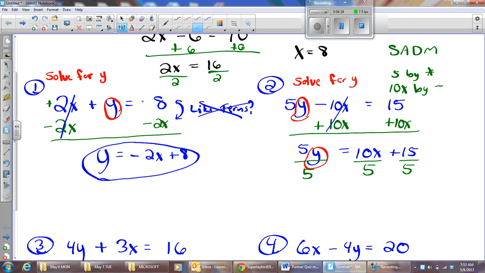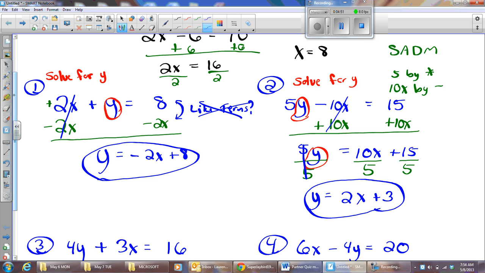You might be wondering why I didn't divide the last problem. Well, there was no number that I divided by, right? I only did a one-step equation. All right, so the left-hand side, the 5's will cancel, leaving y. 10 over 5 is the same as 2. There's an x there. 15 over 5 is 3. And y is alone. There we go.